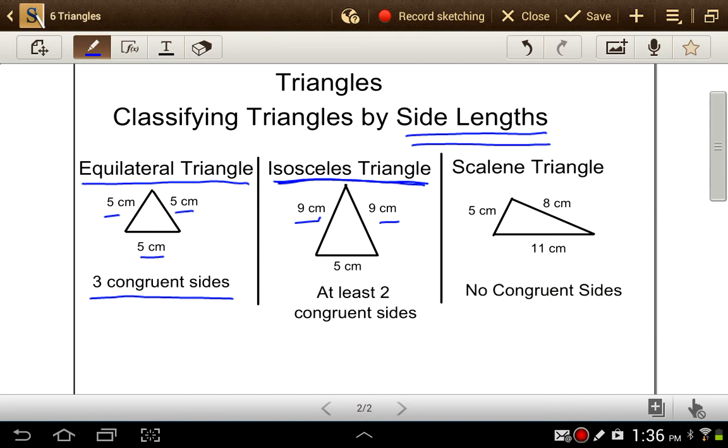And then our third triangle by side lengths is a scalene triangle. And scalene is no congruent sides, and you can see there I have a triangle with three different side lengths. And so that is what a scalene triangle is. Okay? If you need to pause, go ahead. Otherwise, I'm going to move on to the last slide.